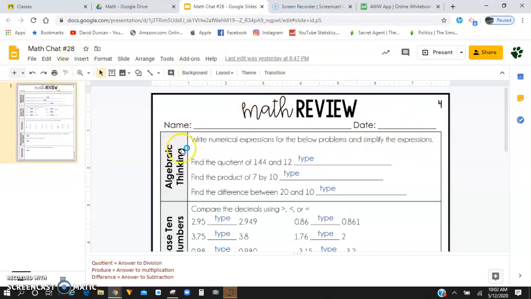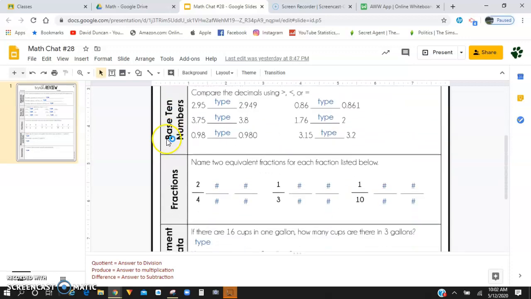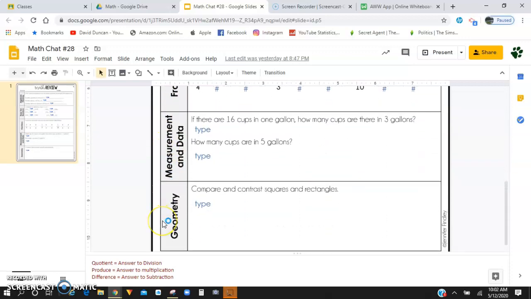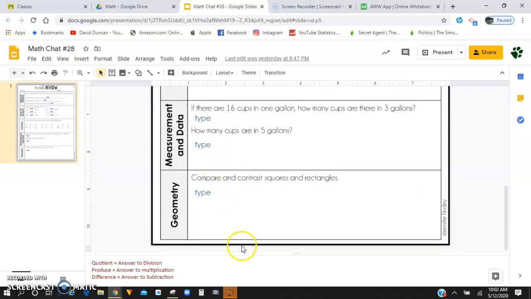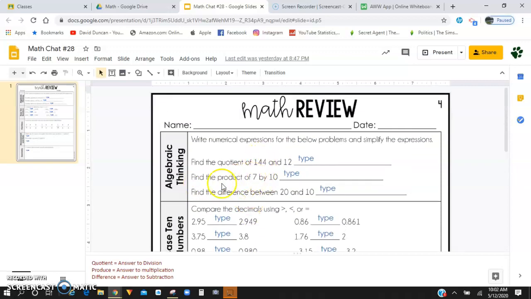Again, we are focusing on these math review documents, which contain different concepts that you are taught in fifth grade mathematics. I'm going to go through and assist you on the first problem or so from every one of these concepts, and then I'm going to give it to you to finish on your own. Right here for algebraic thinking, it says write numerical expressions for the below problems and then simplify the expressions. So it's going to ask you again to translate English to math language. And then after you translate it, you need to solve the problem.